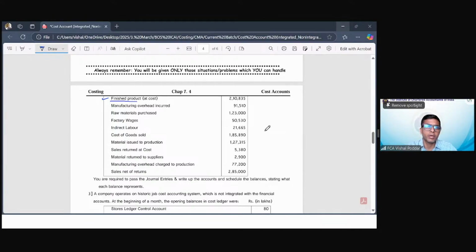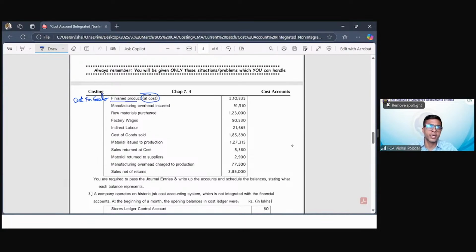Students, entries are not difficult. You have to first understand what the transaction means. When they are saying finished product at cost, it is nothing but they are talking about the cost of goods which are finished during this month. Now, first understand what this transaction is. What we do of goods which are finished or completed during the month or the period, we transfer it from factory to godown.